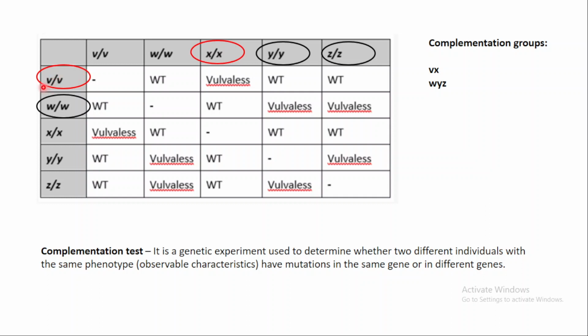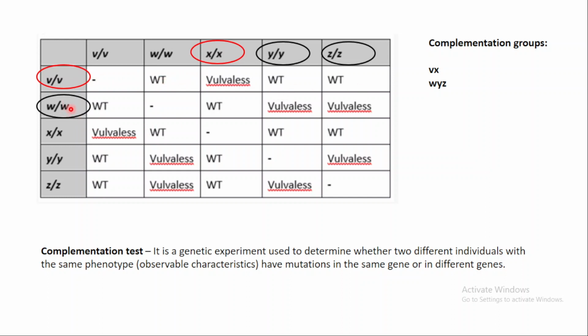Here we see when we cross VV with XX, we see that we generate a vulvaless phenotype. So VV and XX therefore are in the same complementation group and they are mutations either in the same gene or in the same allele. That's why the vulvaless phenotype is still not restored. But it's not the case with WW, YY and ZZ because VV and WW are different genes or present on different alleles. That's why they are able to complement each other and produce a wild type phenotype.